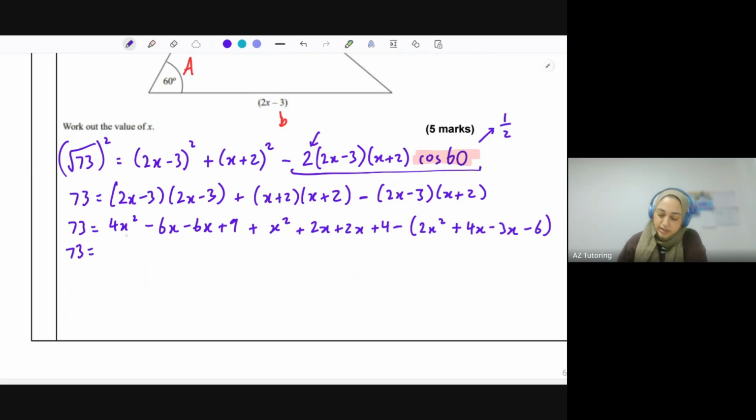73 equals, let's collect all our x squareds. We've got 4x squared, add x squared, and not plus 2x squared. Remember that minus is affecting it. So minus 2x squared. So we get 4 plus 1 is 5, 5 minus 2, 3x squared. Okay, so we've dealt with our x squareds there. Now let's do our x's.